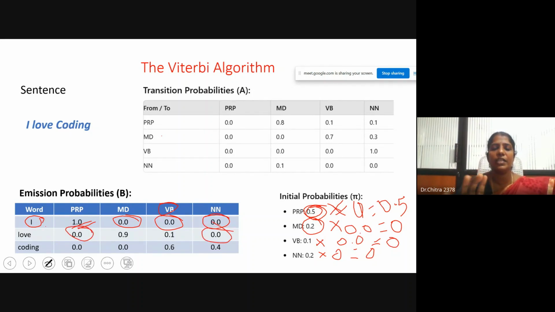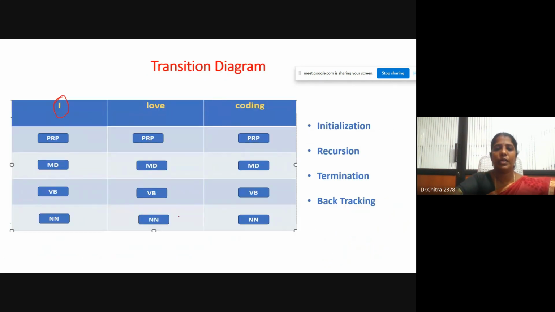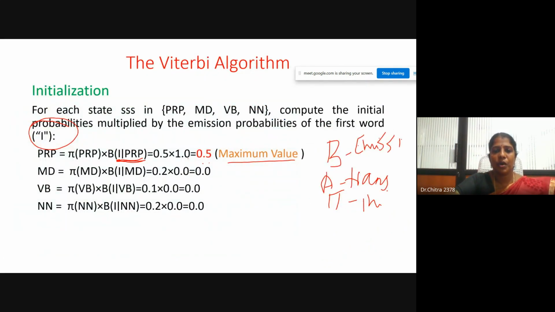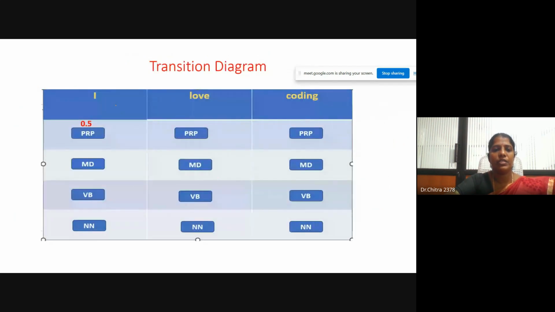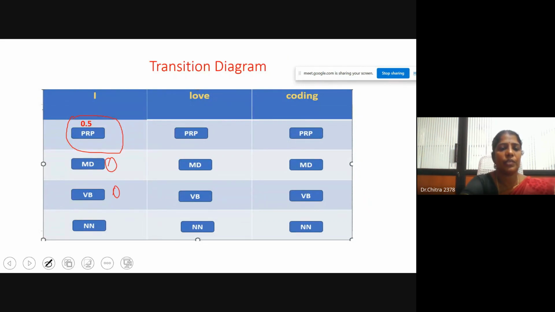Automatically you will get the word as 0. Now you go here. Here the maximum value is 0.5. This is the first stage. We found the initial weight 0.5. You see this figure. Here, for the PRP, the initial weight is 0.5. For the remaining things, the weight is 0. So no need to process from the remaining things.